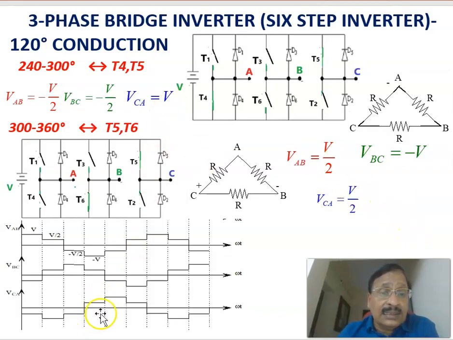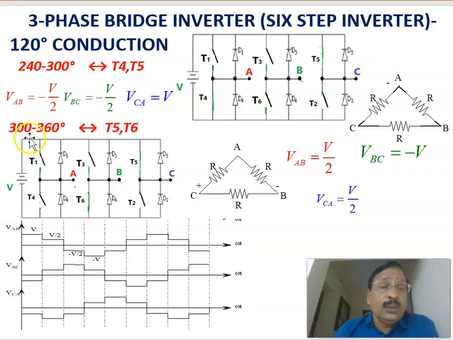That is, VCA will now be plus V volt, and then VAB is minus, therefore it is equal to minus V by 2. Similarly, VBC is equal to minus V by 2. Therefore, that is the duration 240 to 300.